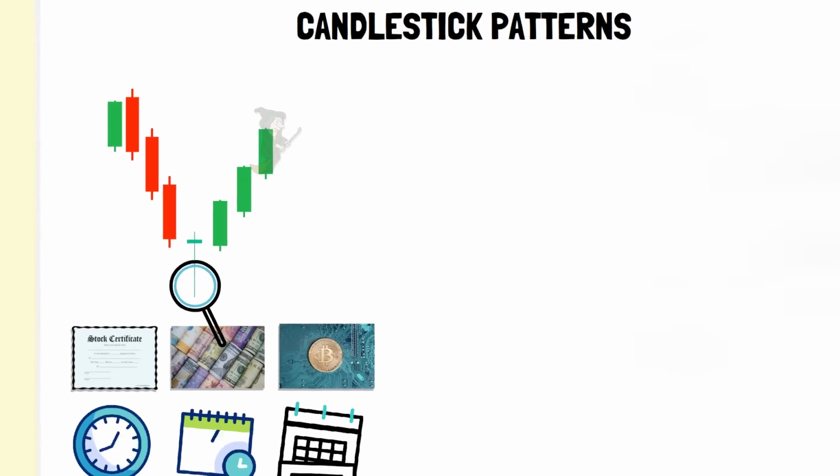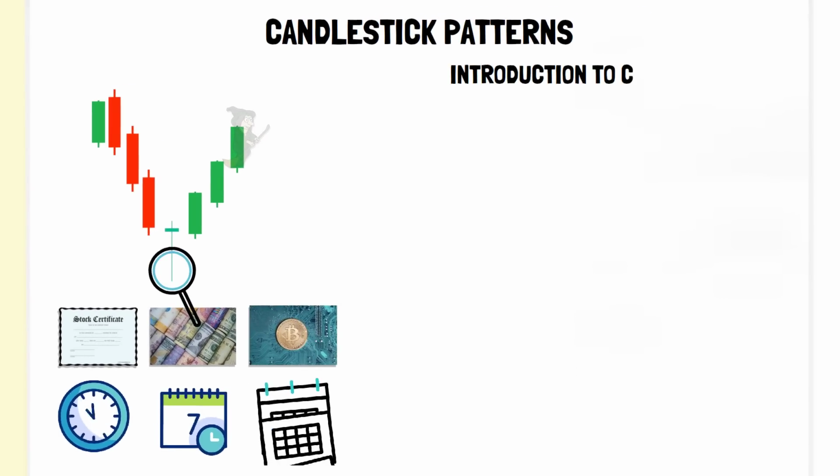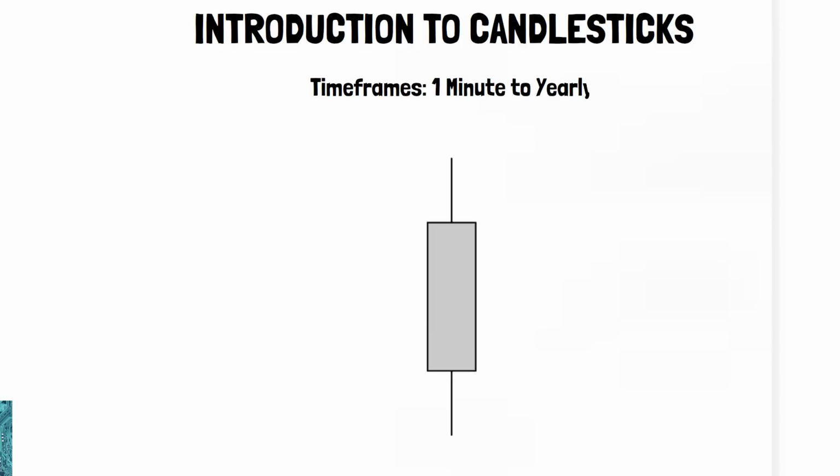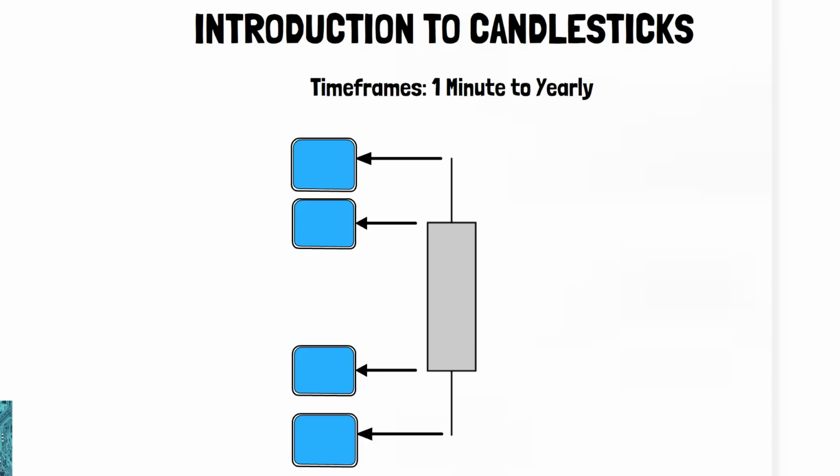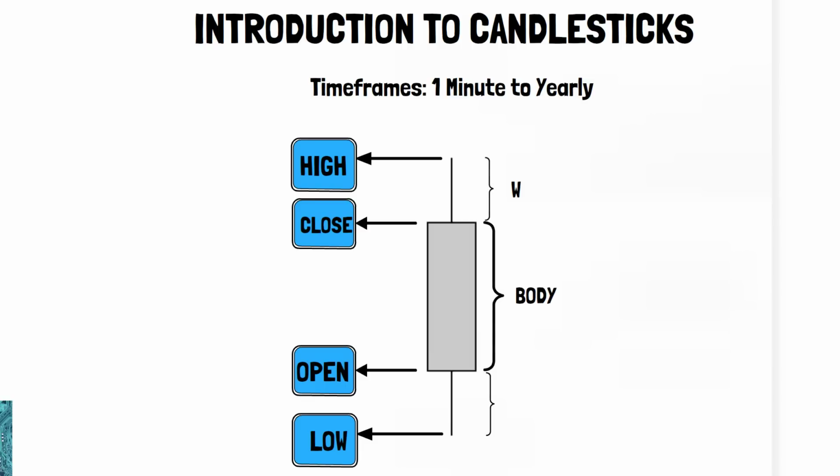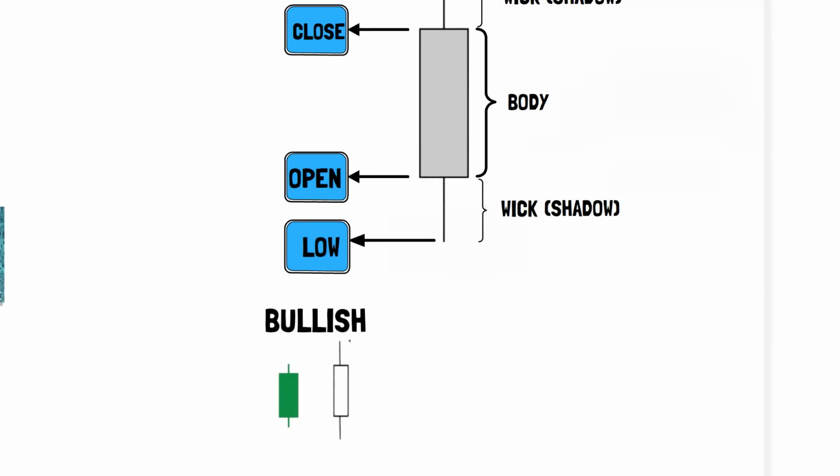For those who are not so familiar with candlesticks, here is a brief introduction to get you started. A candlestick chart visually represents price movements over a set time period. Each candlestick typically shows 4 key pieces of information: open, high, low, and close. These 4 data points are represented by a body and wicks, also known as shadows, on a candlestick. The body can be either bullish, usually green or white, or bearish, typically red or black.